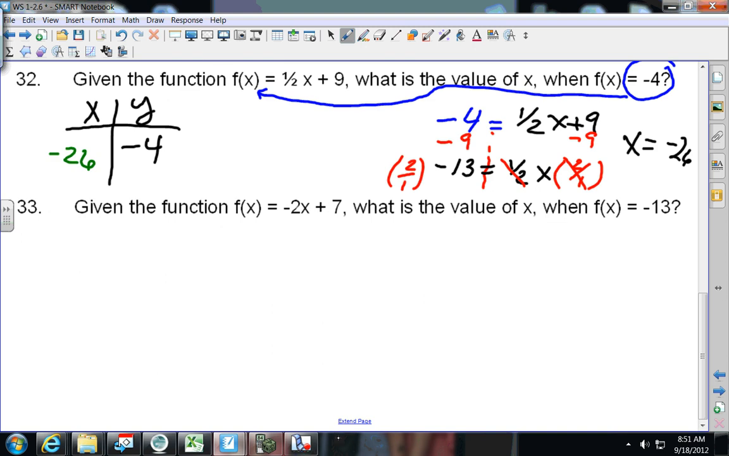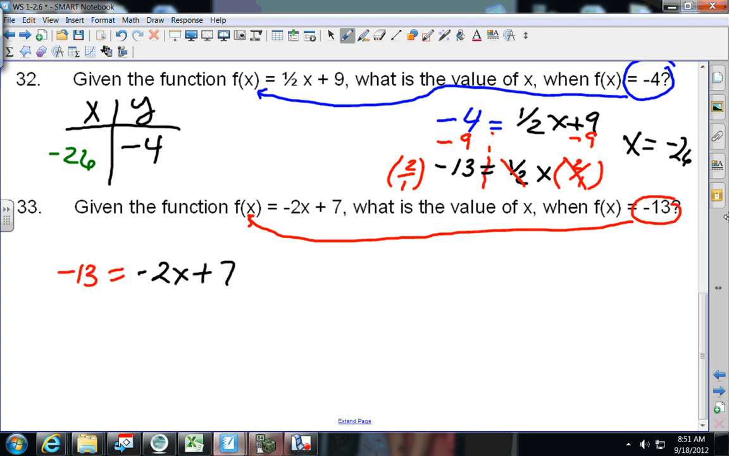The next one, again, you're going to take this -13 and put it in here, right there. So I have -13 equals -2x plus 7. Finding out what x is, I will subtract 7 from each side. I get -20 equals -2x. Divide by -2. X equals 10.